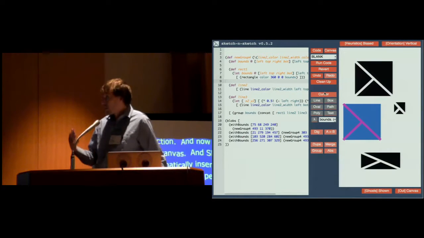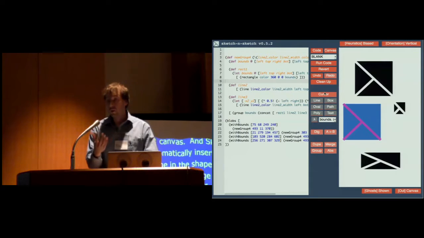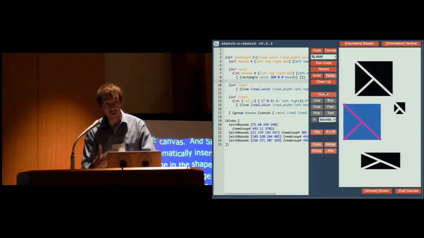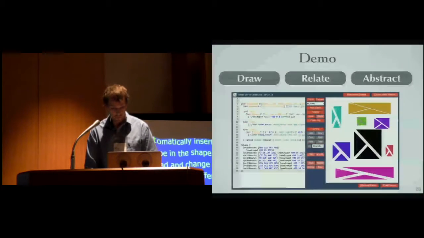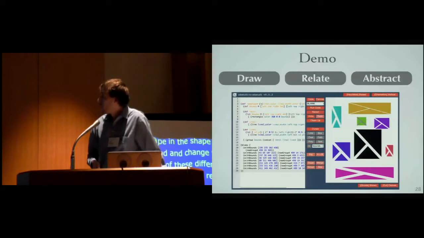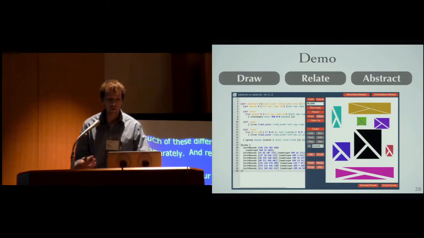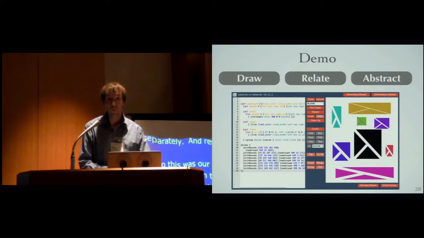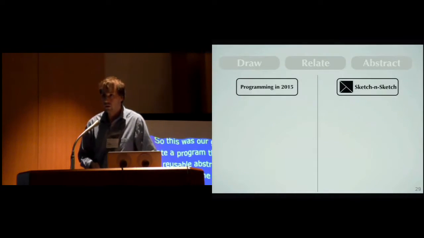So this was our goal. We wanted to create a program that made our logo into a reusable abstraction. So let me switch back to these slides. So we've written our program, and we didn't have to use any typing. And the way we were able to do that is because of the new direct manipulation tools that we added to Sketch and Sketch. So let's quickly review those tools.